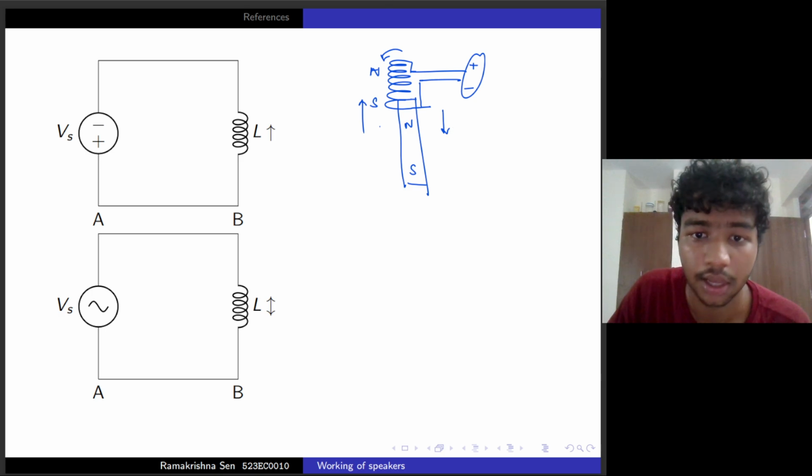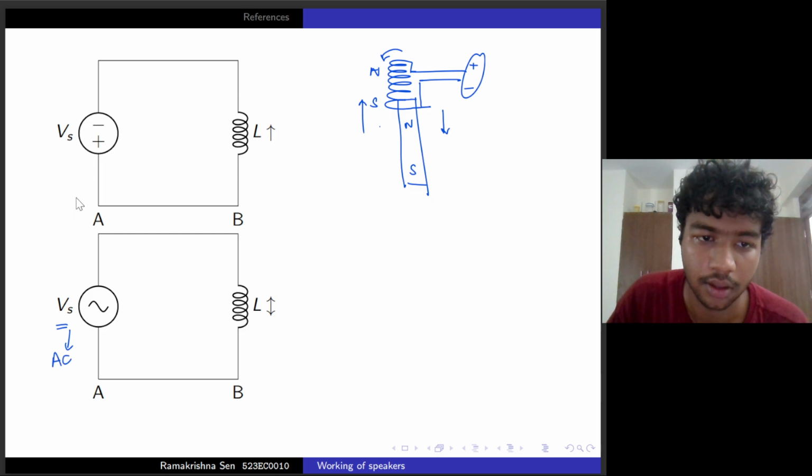based on the polarity of the input signals, right? Now, what if we change this to a sinusoidal or an AC source, wherein before it was a DC, now it is an AC source. If it is an AC source, then there's not just one, but there's attraction as well as repulsion. Don't you think?